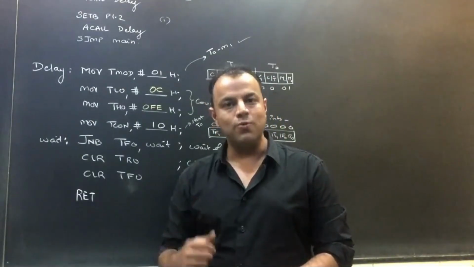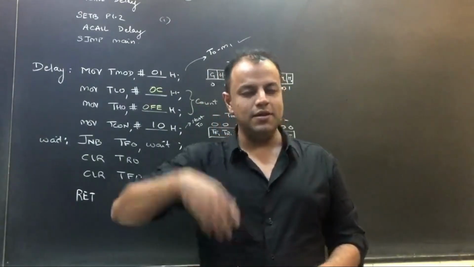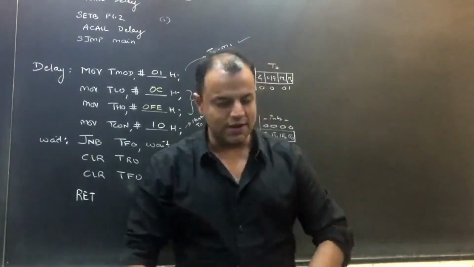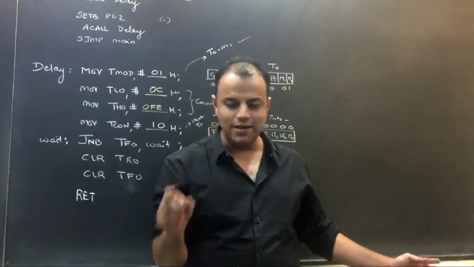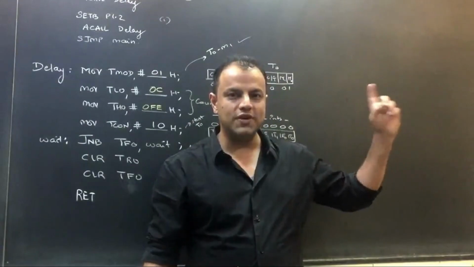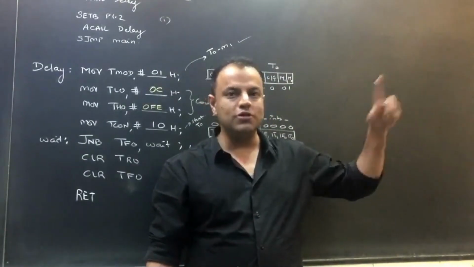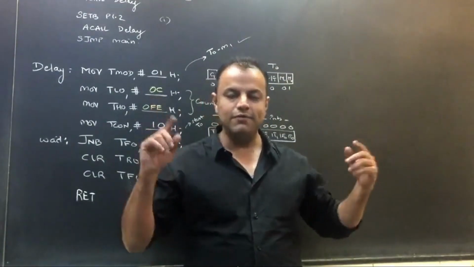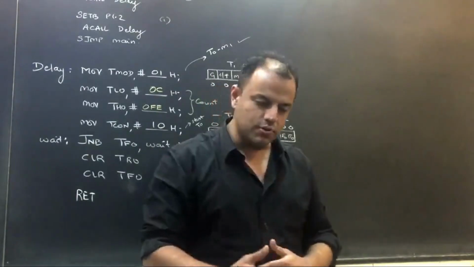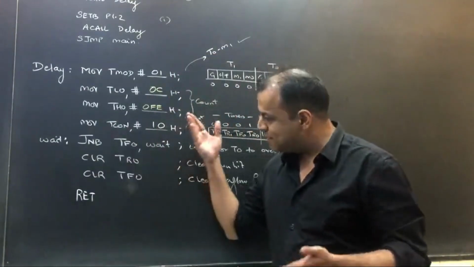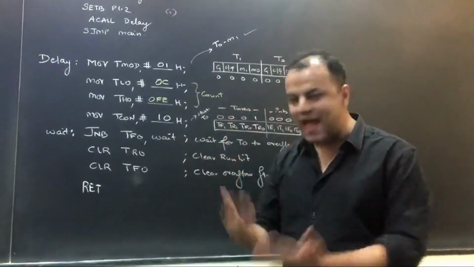This is mode 1. If you learn timer theory, mode 0, mode 1 and mode 3 are single modes. Only mode 2 is a continuous mode. Only in mode 2 the timer auto starts again. Every other mode, when the timer overflows, it stops. The timer has overflown, so it has stopped.